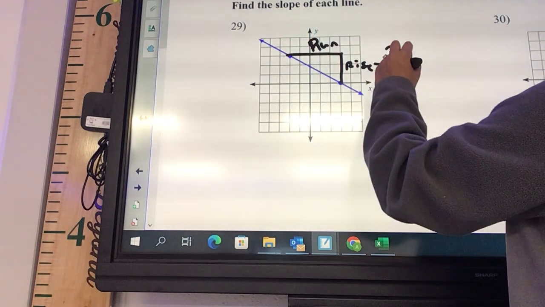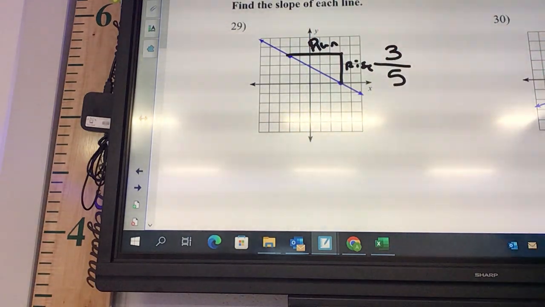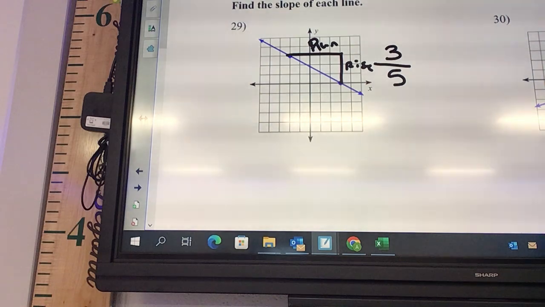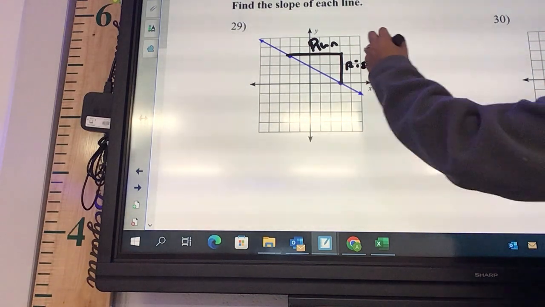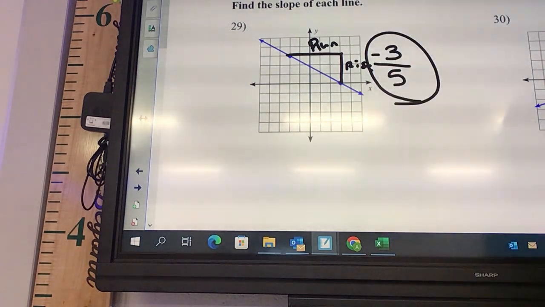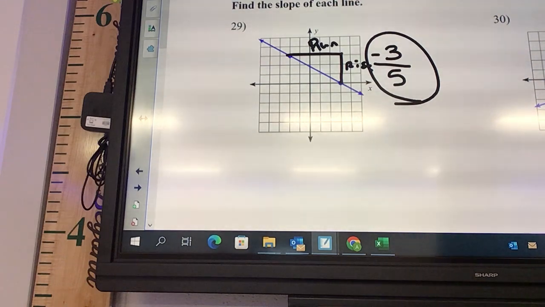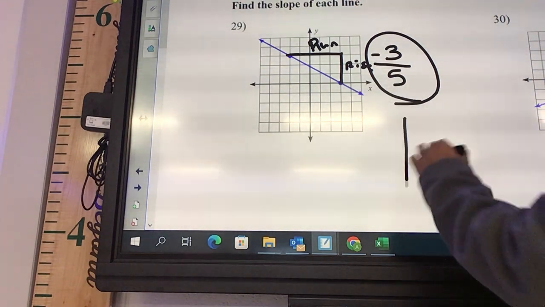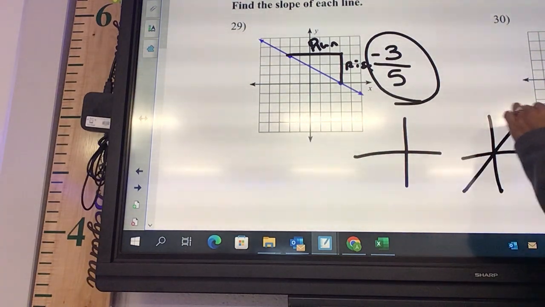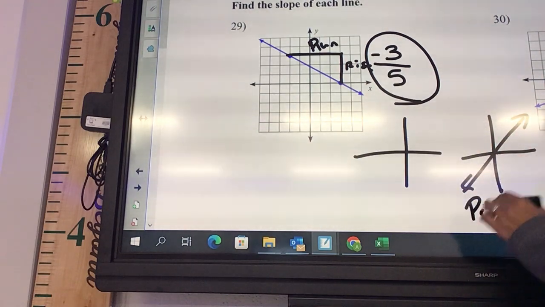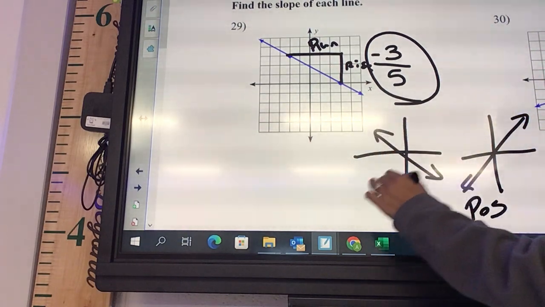Is this a positive or negative line? It's a negative line. Okay, so our slope is negative 3 over 5. So maybe somewhere on here, draw yourself a little picture for your test. This is a positive line. This is a negative line.